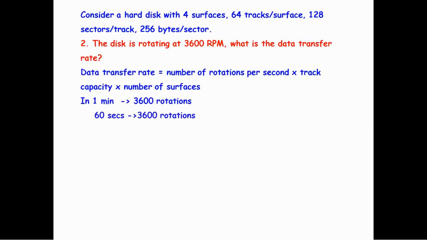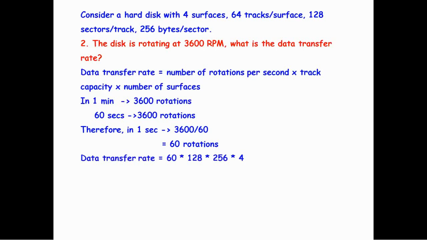We need to compute how many rotations are made in 1 second. So it can be computed by dividing 3600 by 60. If we divide, we get 60 rotations. Hence, in 1 second, 60 rotations are made. Now, data transfer rate can be computed, which is equal to 60 into, for track capacity, just multiply sectors per track and bytes per sector values. So, we get 60 into 128 into 256 into the number of surfaces, which is given in the problem as 4.